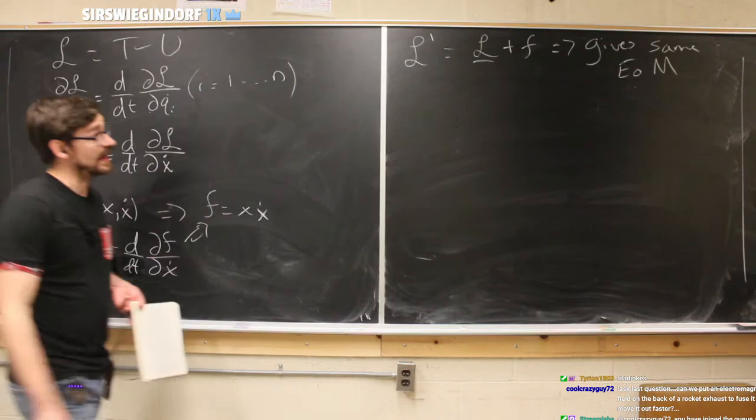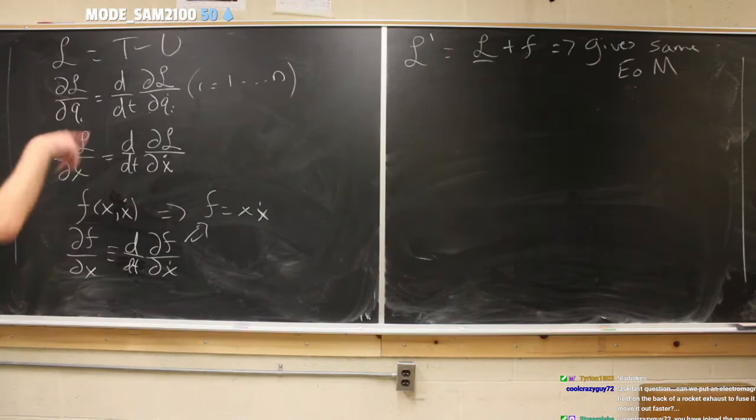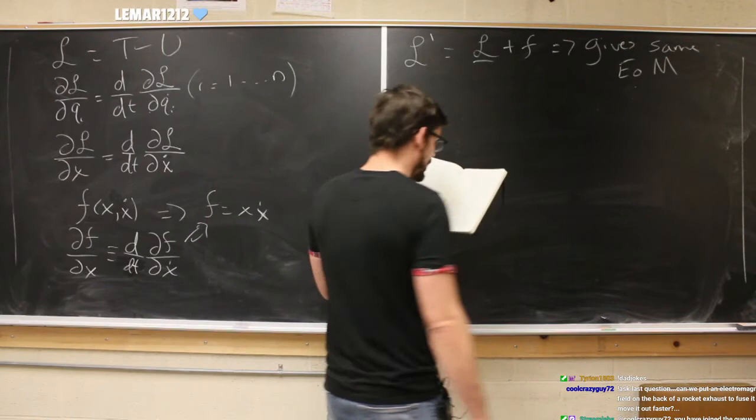And then you end up getting a Lagrangian with the same equations of motion for generalized coordinates. Let's be specific. For certain generalized coordinates. So what does that mean?